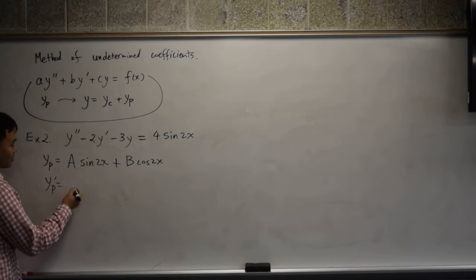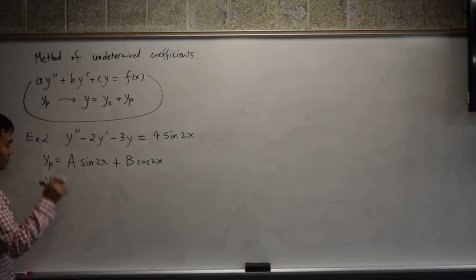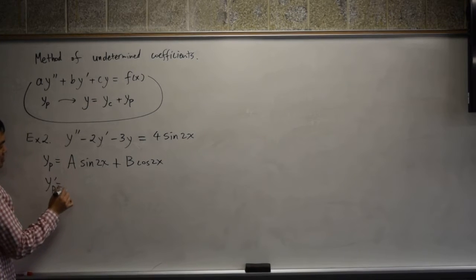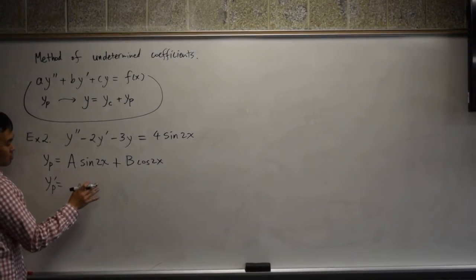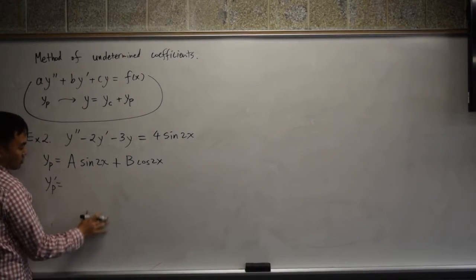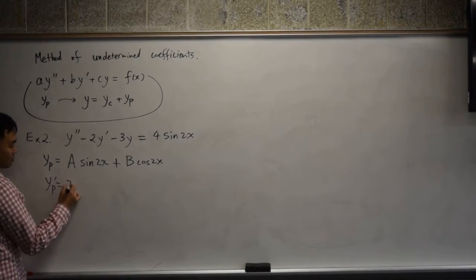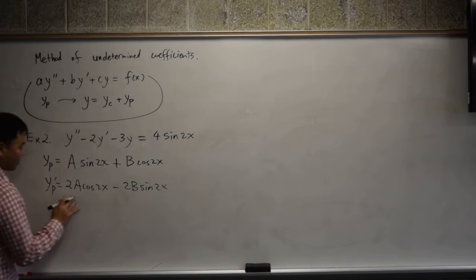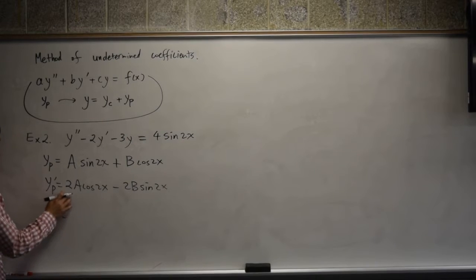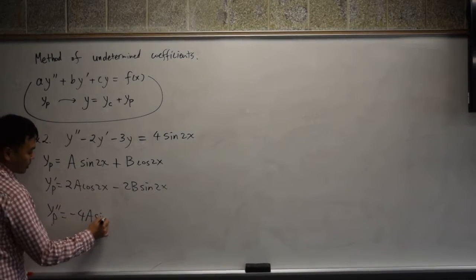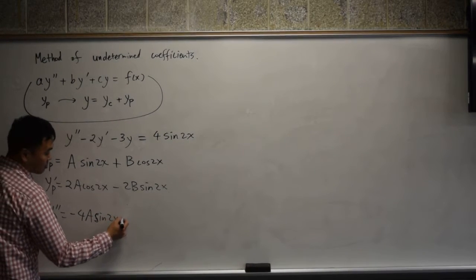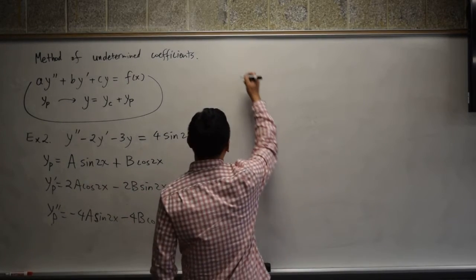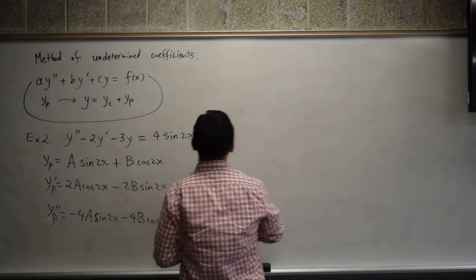Y prime p is 2 cosine 2x, and right now I'll just write it as it is, but usually you want to put them in order so that always the same functions are in the same column. But let's just differentiate this. It's 2a cosine 2x minus 2b sine 2x. Differentiating this further, you have y double prime, which is negative 4a sine 2x, and then minus 4b cosine 2x. And now plug in everything on the left side, which is quite huge, but still, it's going to work. Let's just do it.